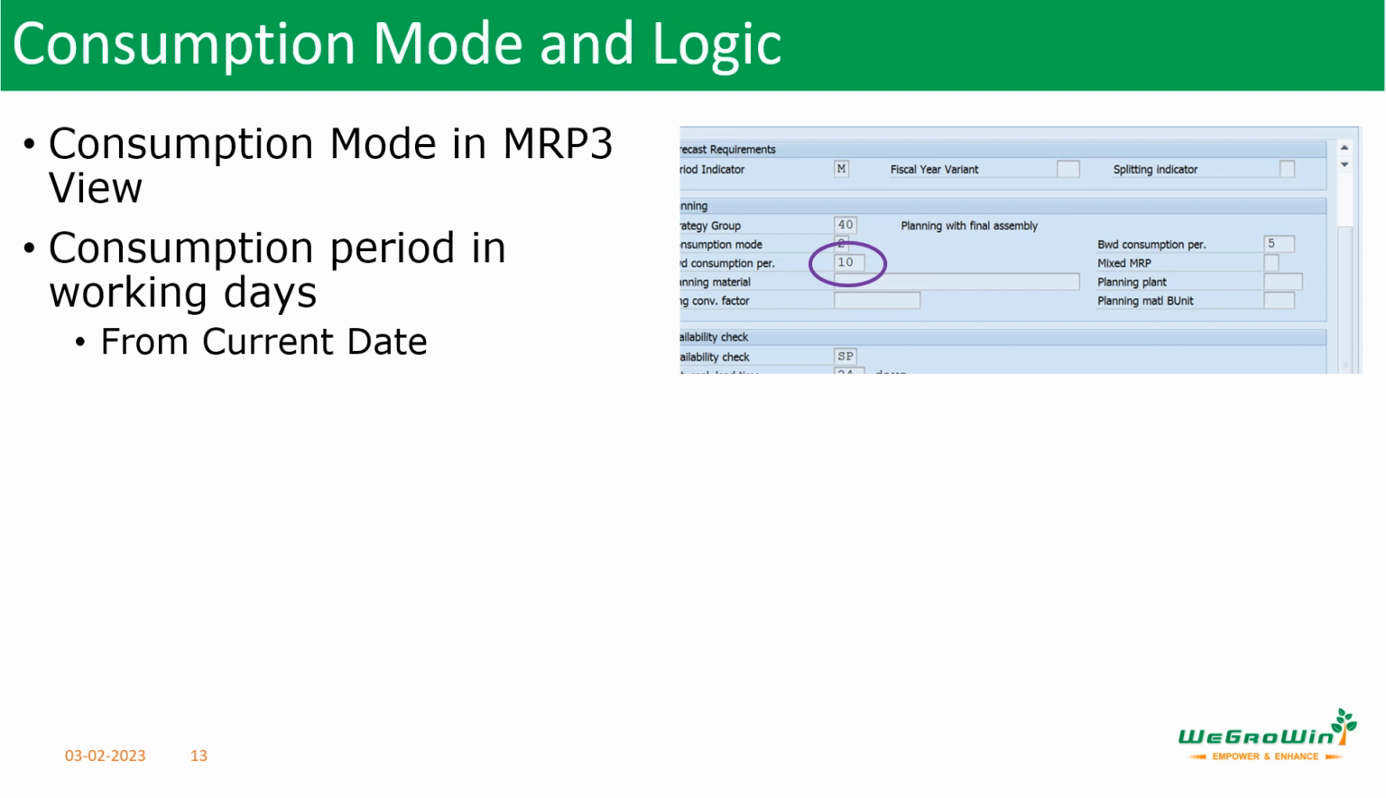First, the consumption mode and logic. Here the consumption mode is maintained in the MRP 3 view. The consumption period is always defined in working days, right? So there is a consumption mode and there is a consumption period. That is, from the current date, the number of days for which it has to consume the plan. What is consumption? Consumption means we are entering a plan into the system. Once we have elements, for example, a sales order or invoice, it has to consume the plan. That is called consumption under the consumption period. So up to what period it has to consume, that is what we have to define.